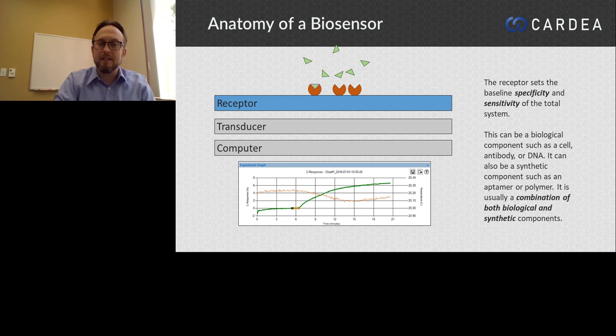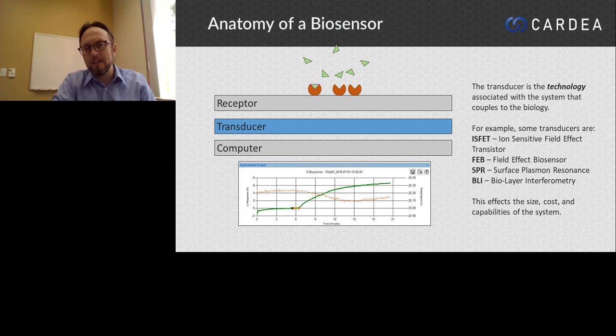But it's not really realistic to think that your device is going to improve upon your biochemistry. So it's very important that this receptor layer be made well and be specific for the application you're trying to develop your biosensor for.